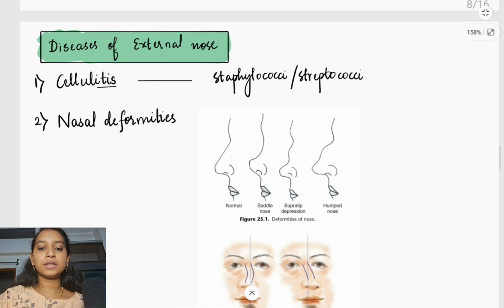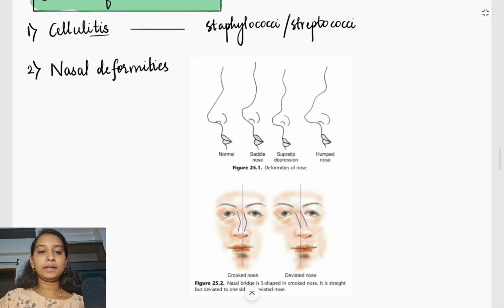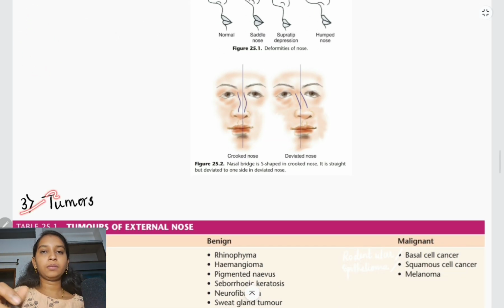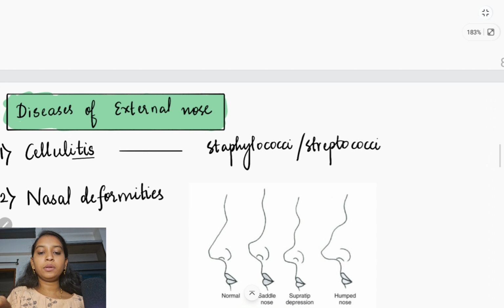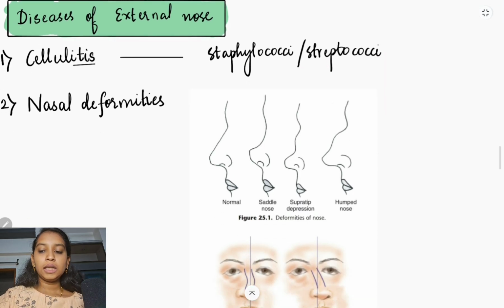Coming to the diseases of the external nose, which I'll be telling under three headings: cellulitis, nasal deformities, and tumors. Cellulitis is an inflammatory condition where the nose becomes swollen and red. This is usually due to gram-positive bacteria like staphylococci or streptococci. In nasal deformities, the nose may be of saddle shape or might have a supra-tip depression or can be a humped nose.